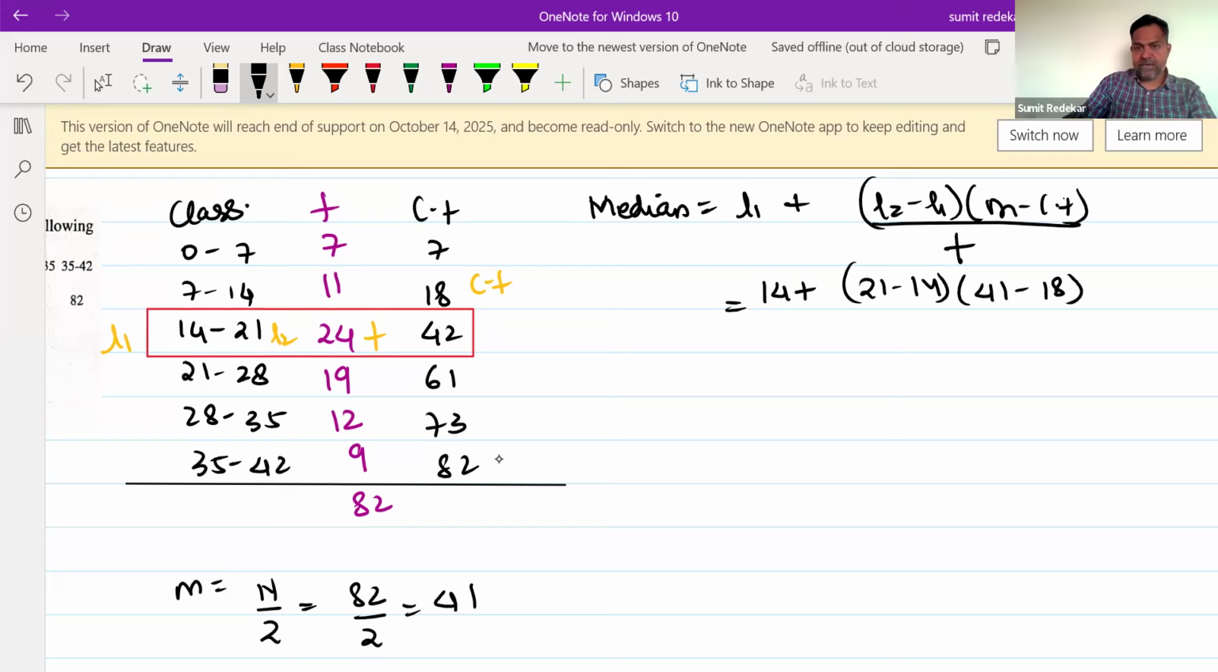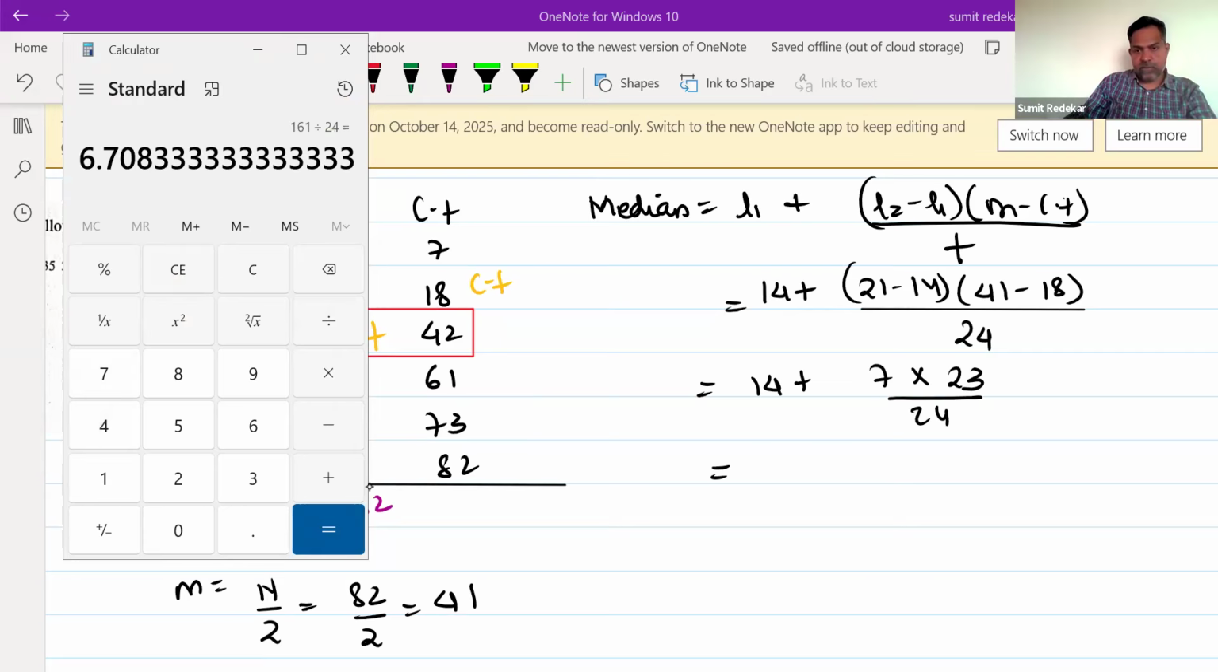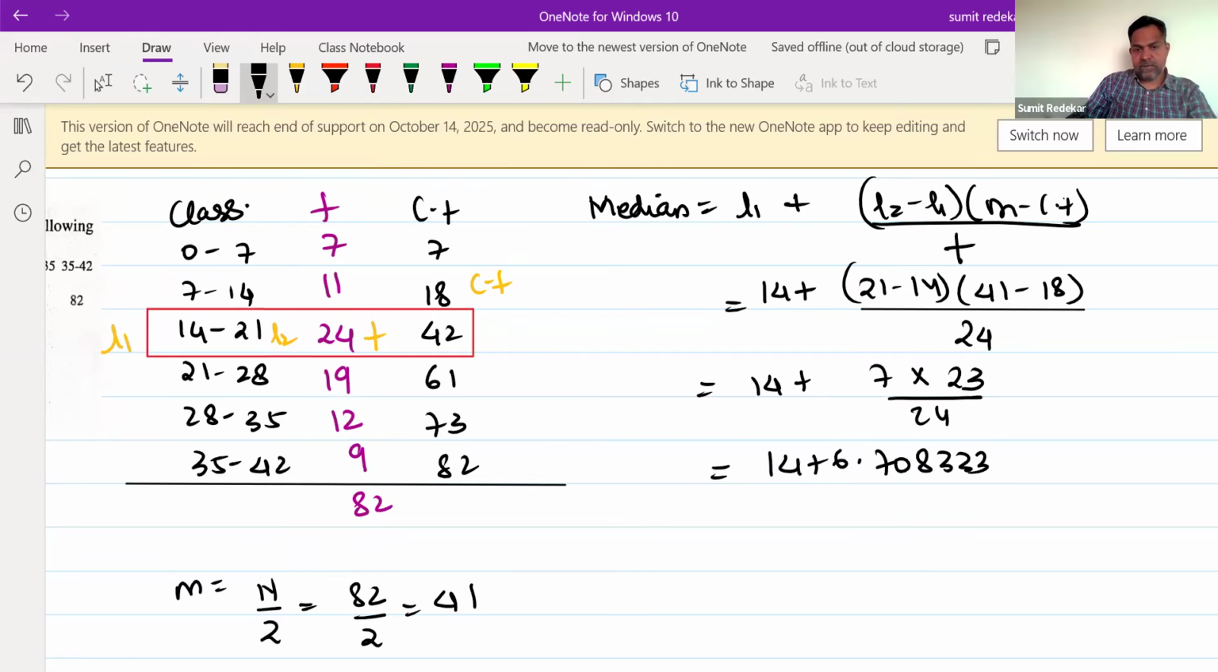14 plus, that's 21 minus 14, and that's 7, into 41 minus 18, which is 23, the whole divided by 24, which is 7 into 23 divided by 24 is 14 plus 6.708333. That's going to be 20.708333. Should be your median.